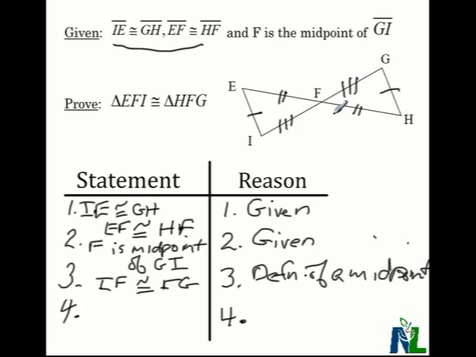Now, one of the postulates that we looked at was, we're trying to prove that the two triangles are congruent, but I have a side, side, side, which matches. And of the four postulates we used, that's one of the ones that we said. So now we can say triangle EFI is congruent to triangle HFG. And the reason we can say that is because of the side-side-side postulate.